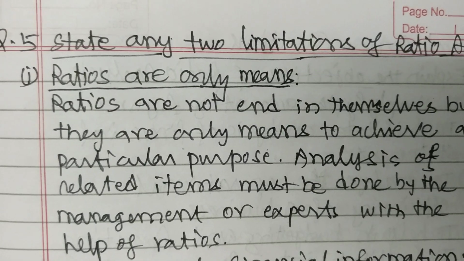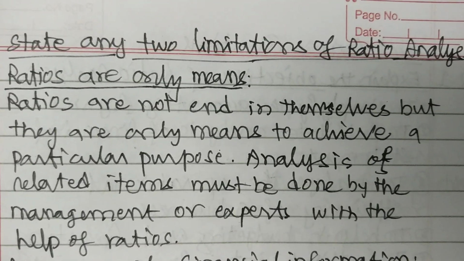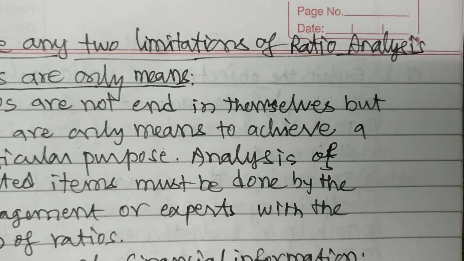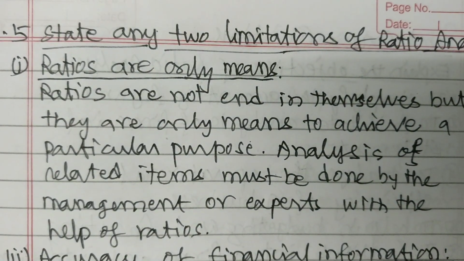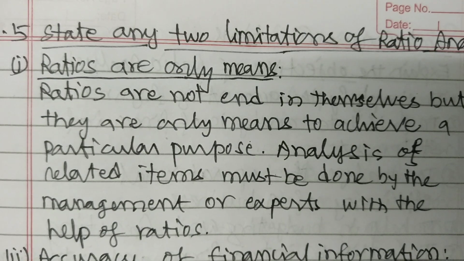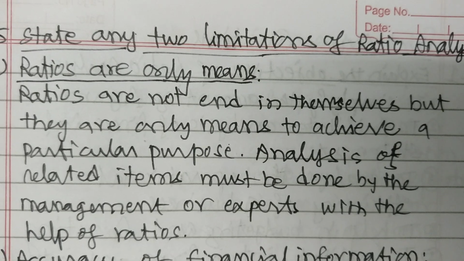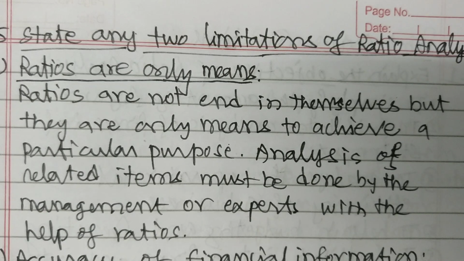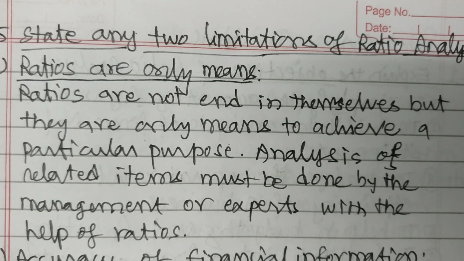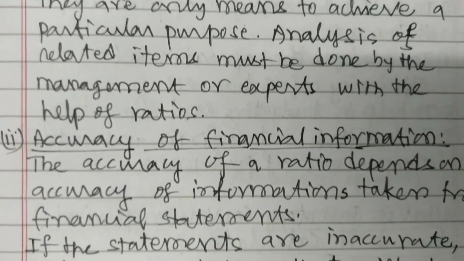Fifth question. State any two limitations of ratio analysis. Ratios are only means. Ratios are not end in themselves, but they are only means to achieve a particular purpose. Analysis of related items must be done by the management or experts with the help of ratios.